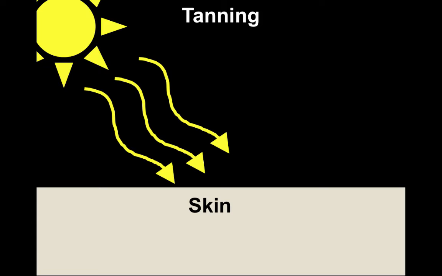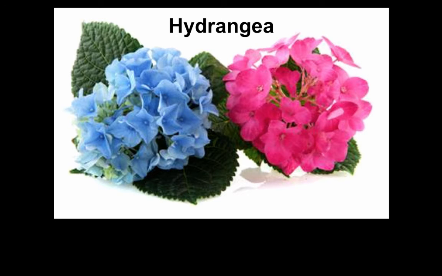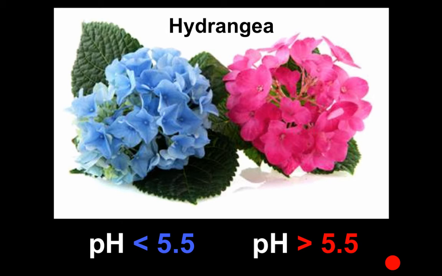We also talked about how this can affect the amount of protein that is created. So when the sun hits your skin, it's going to cause more protein to be made, and your skin is going to get darker to protect you. Finally, we looked at these plants called hydrangeas. The exact same plant is going to be blue or pink depending on the pH of the soil. So this environment actually changes how this gene shows up.